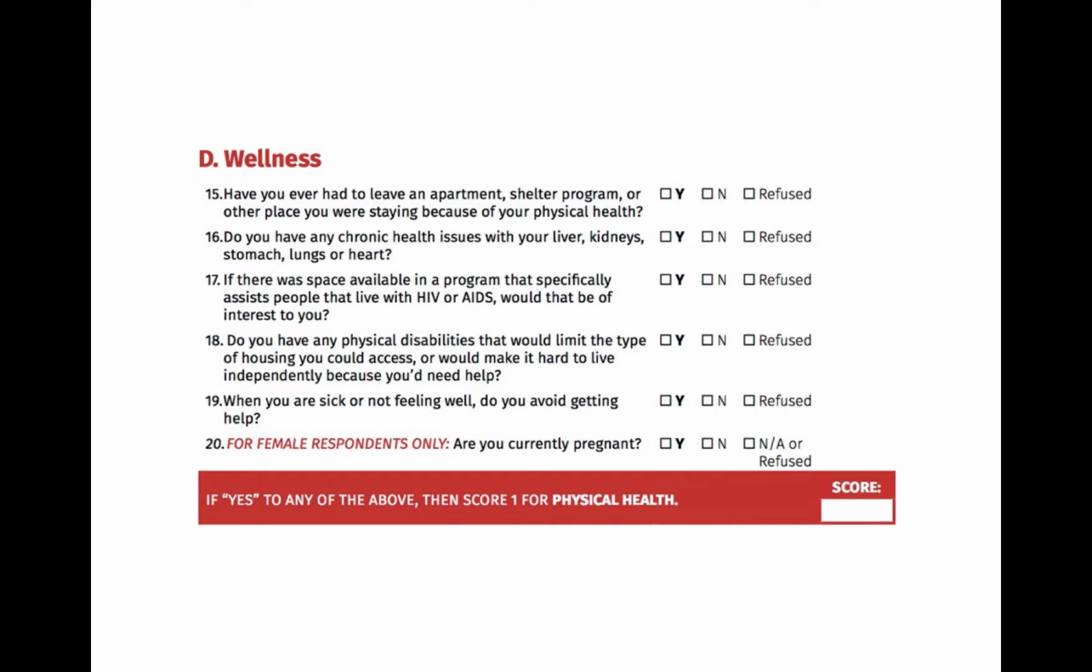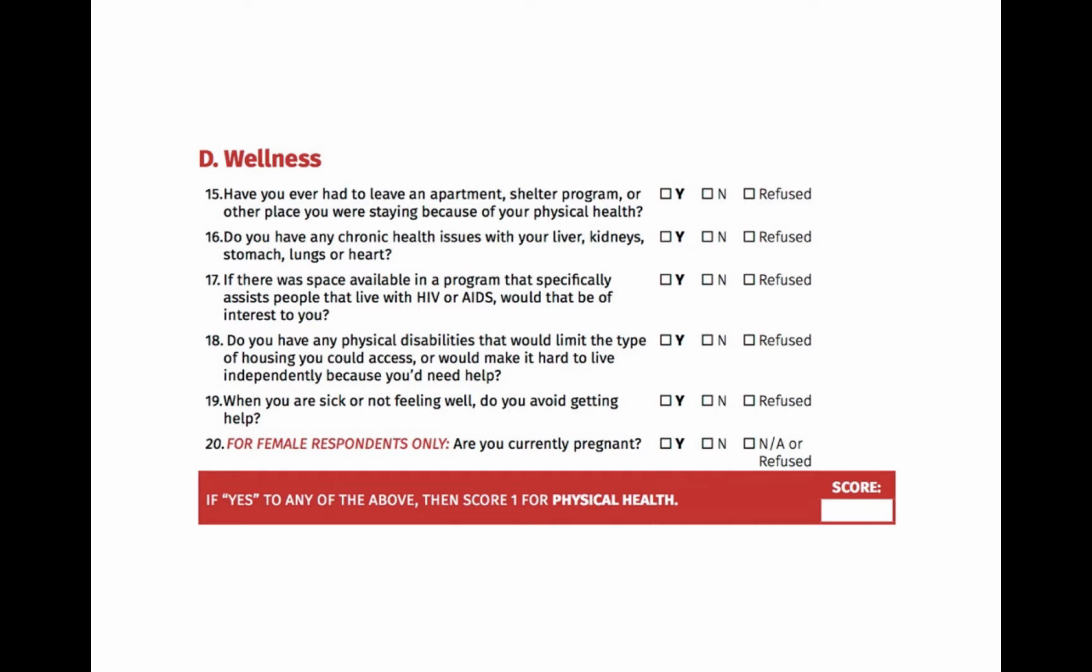Do you have any physical disabilities that would limit the type of housing you could access or would make it hard to live independently because you'd need help? This is good to if your client, for example, was in a wheelchair and unable to get up to the 3rd or 4th floor without elevator access, or just make sure you help them understand what this means.